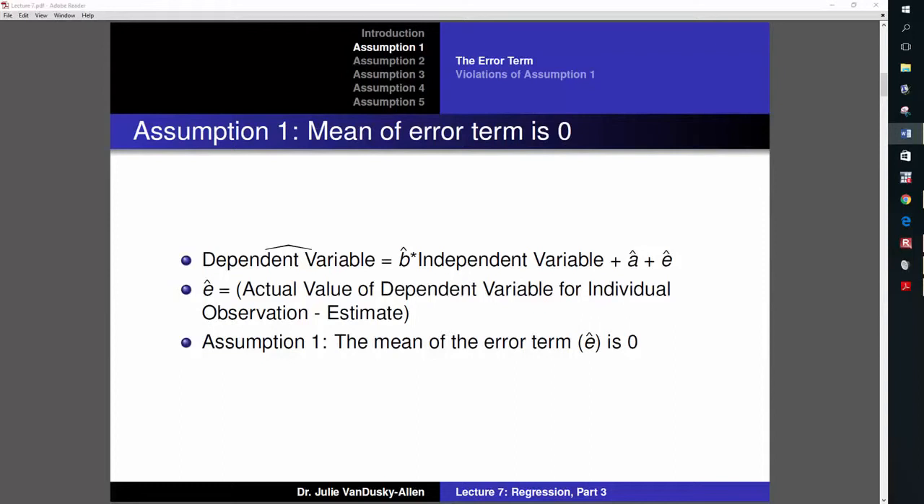Recall that the equation for a regression is dependent variable hat equals b hat times the independent variable plus a hat plus e hat. Remember that e hat equals the actual value of our dependent variable for an individual observation minus the estimate of our dependent variable for that observation. Now, after calculating all of our errors for a particular regression model, if we take the mean of all of those errors, the average should be 0.